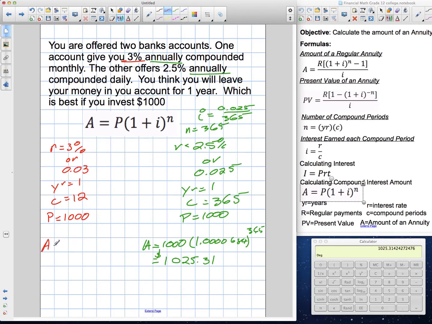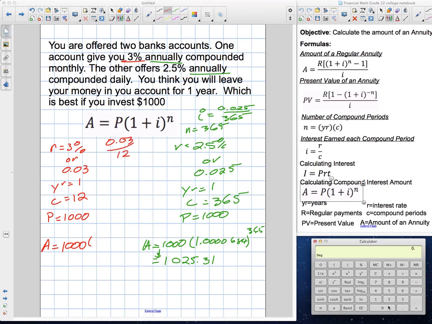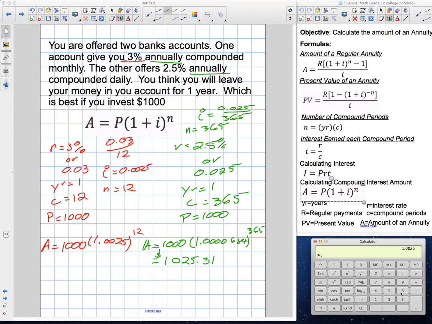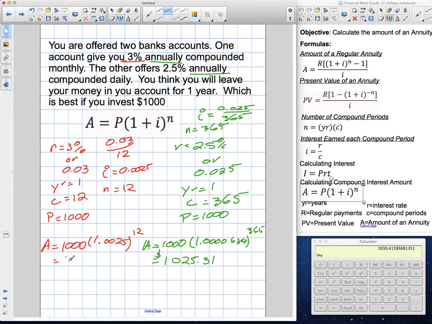And our other one, 1,000. Again, for our interest rate, we take 0.03, but this time we divide by 12 because it's monthly. So 0.03 divided by 12 gives us 0.0025. So our I is 0.0025, and instead of putting 1 plus that, I know it's going to be 1.0025. Our N, 1 year times 12 months, is just 12. So I'm going to add 1 to this number in my calculator, put it to the power of 12, and then multiply by 1,000. The 3% still earns us more money. I'll earn an extra $5.